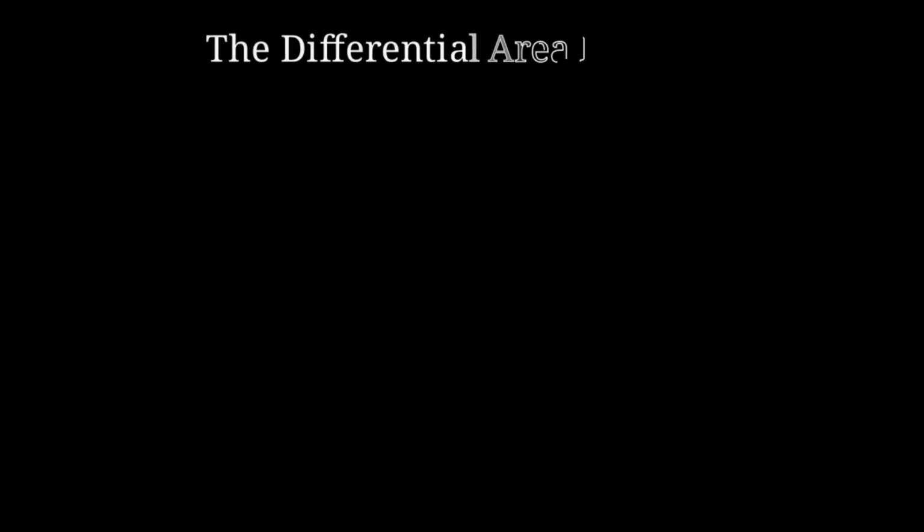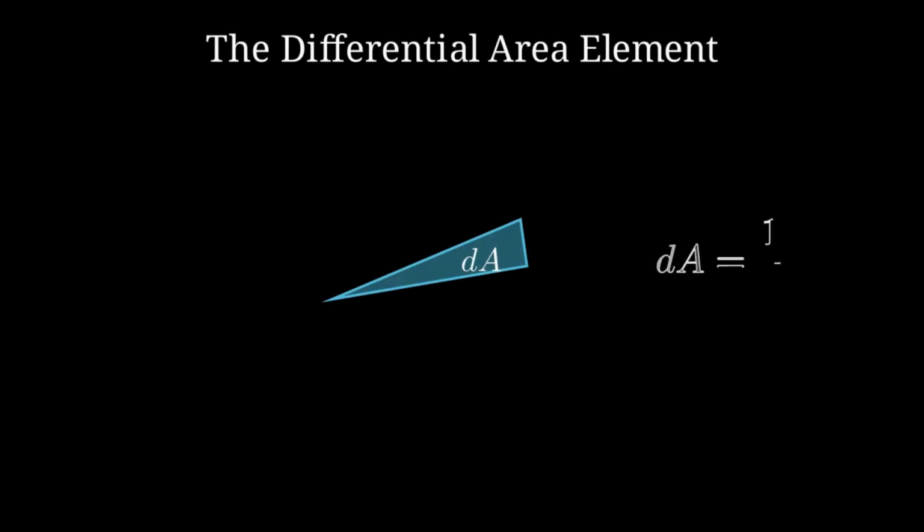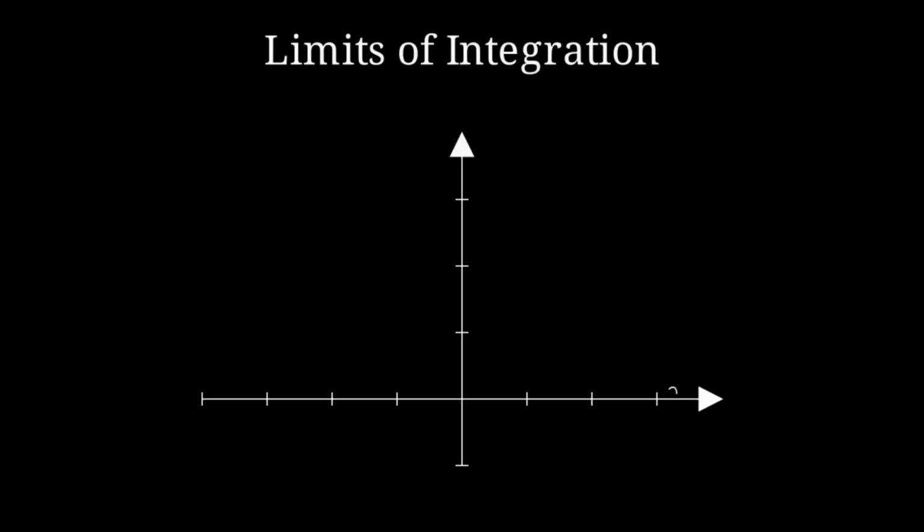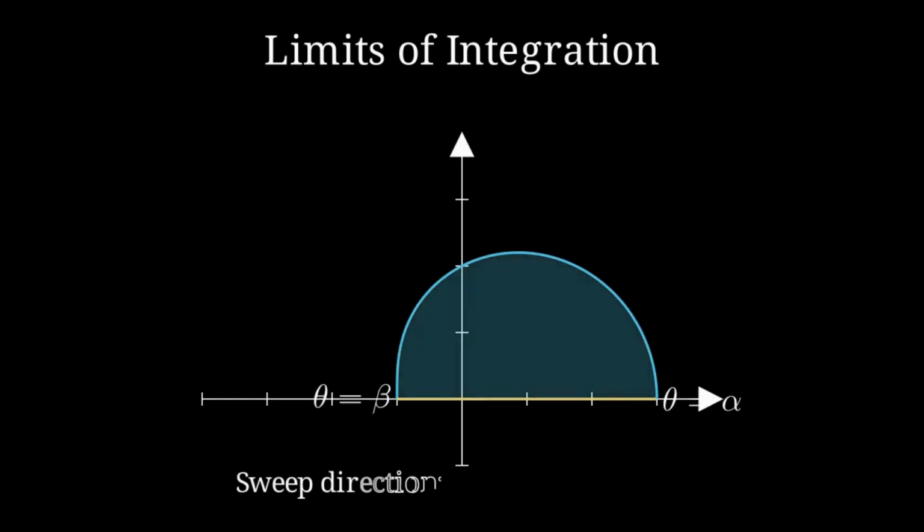Think of dA as our area element. As the change in theta becomes infinitely small, the wedge behaves like a triangle with a height of r and a base of r times d theta, leading to our 1/2 r² expression. Choosing the correct limits is vital. We always integrate in the direction of increasing theta, usually starting from the positive x-axis and sweeping counterclockwise to capture the desired region of the graph.